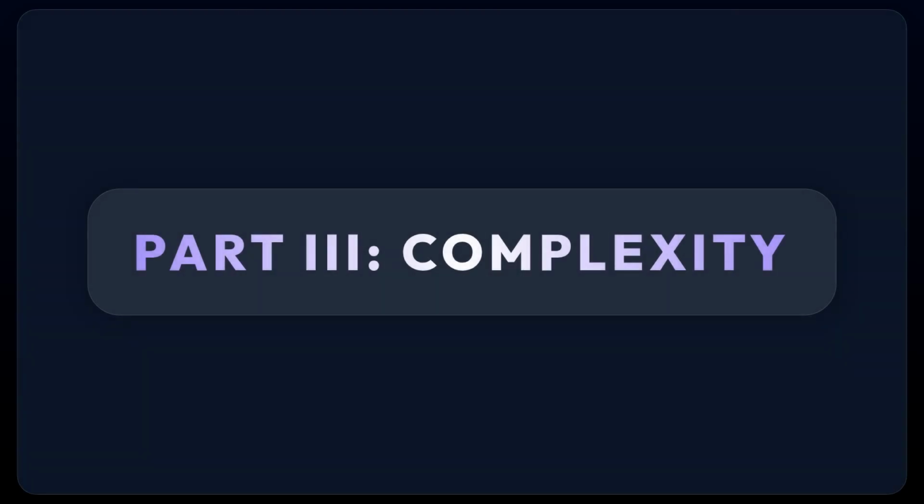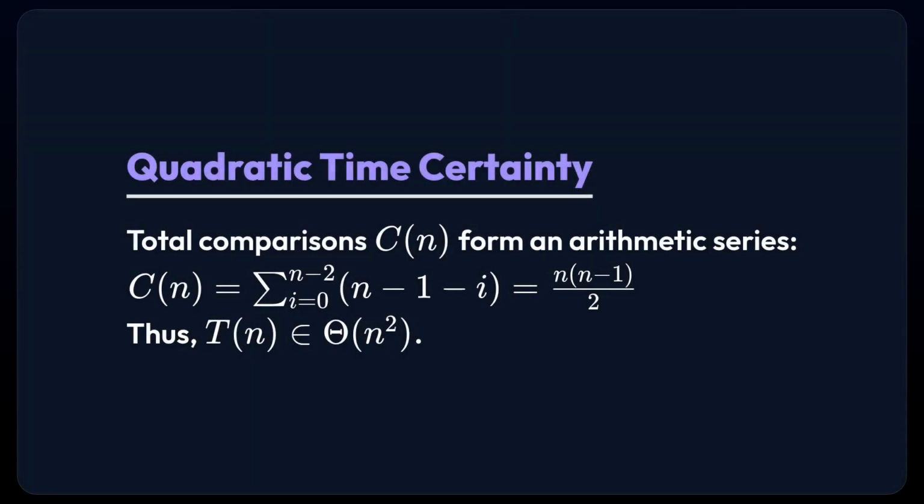Now we move to the rigorous mathematical analysis of the algorithm's performance, looking at time, space, and the critical metric of memory writes. Selection sort is often criticized for its inability to adapt. Whether the list is random or sorted, it performs the same work. The total number of comparisons forms an arithmetic series, summing from 1 to n-1. This results in exactly n times n-1 divided by 2 comparisons. Consequently, the time complexity is big theta of n squared for all cases, best, worst, and average.